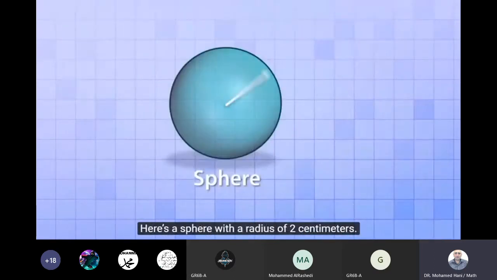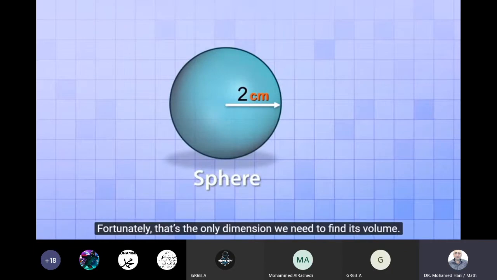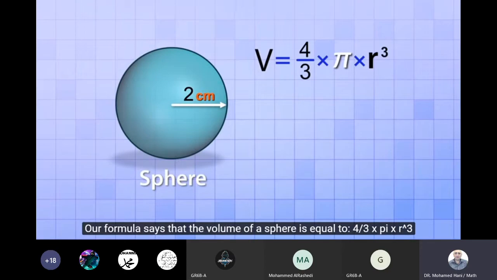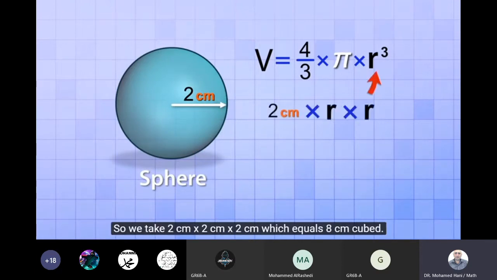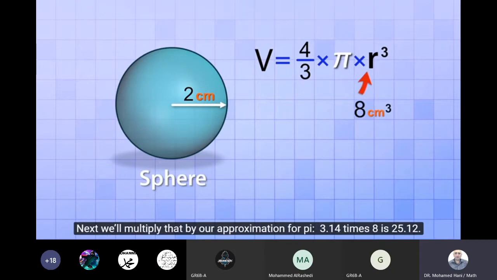Here's a sphere with a radius of 2 centimeters. Fortunately, that's the only dimension we need to find its volume. Our formula says that the volume of a sphere is equal to 4/3 times pi times radius cubed. Cubing the radius means multiplying it by itself 3 times. So we take 2 centimeters times 2 centimeters times 2 centimeters, which equals 8 centimeters cubed. Next, we'll multiply that by our approximation for pi. 3.14 times 8 is 25.12.